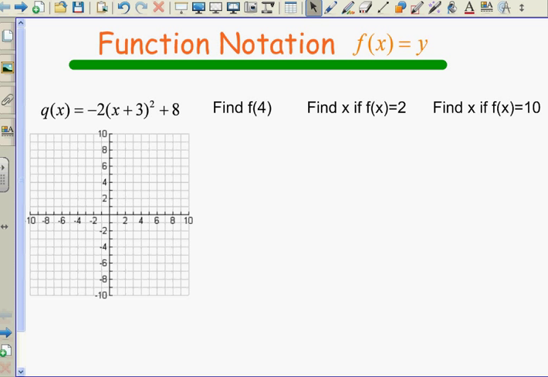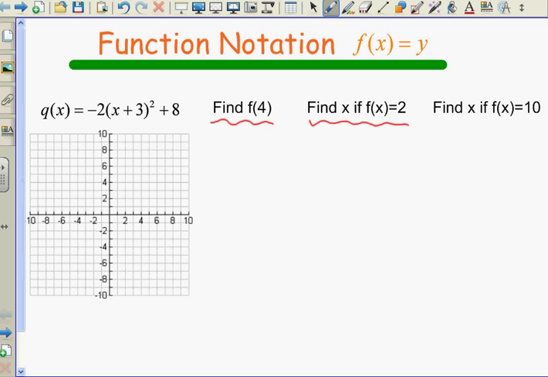Okay, so this is our second to last lesson for this unit. It is kind of just a refresher about function notation, except now instead of doing it with only linear and absolute value functions, we can do it with quadratic functions as well. So in case you've forgotten, we've got questions where I'll ask you what's f of 4, or separately find x if f of x is 2.